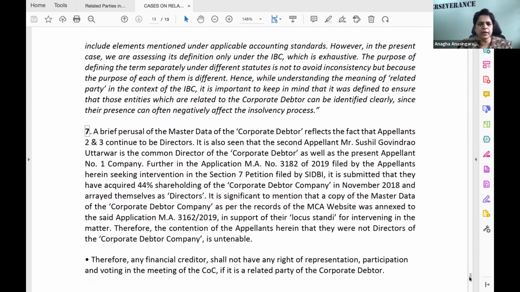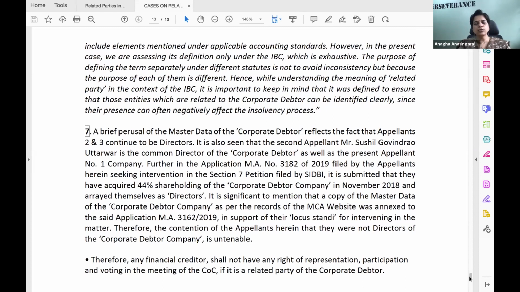Then a brief perusal of the master data of the CD reflects the fact that appellants 2 and 3 continue to be directors. So maybe the forms were not filed, but since the AGM was not held, their case is that they have ceased to be the directors. However, that did not get reflected on the master data. It is also seen that the second appellant is the common director of the CD as well as the present appellant number 1 company. In the application filed by the appellants herein seeking intervention in the Section 7 petition filed by the SEBI, it is submitted that they have acquired 44% stake.